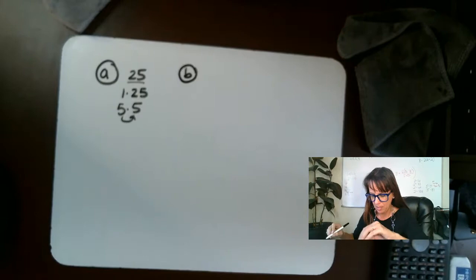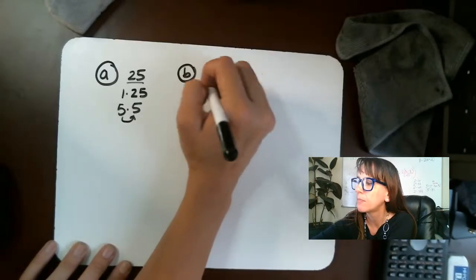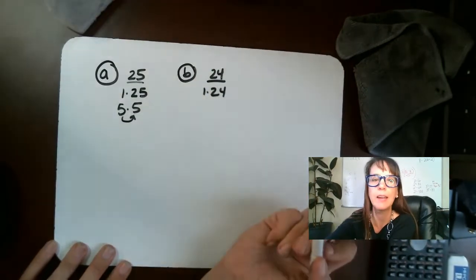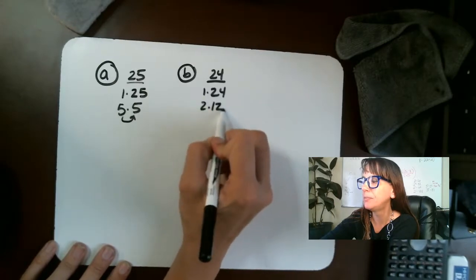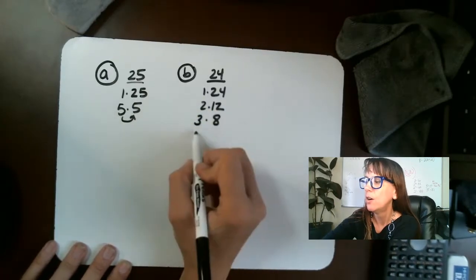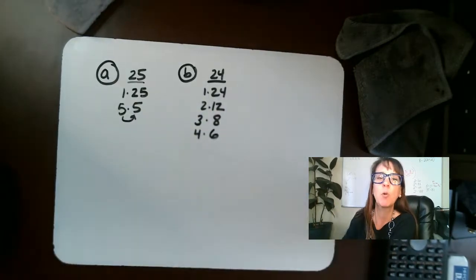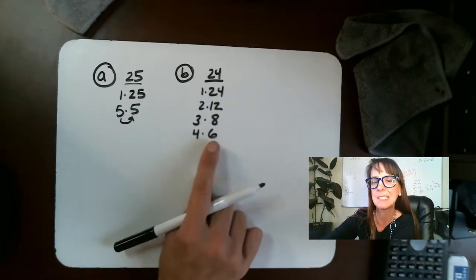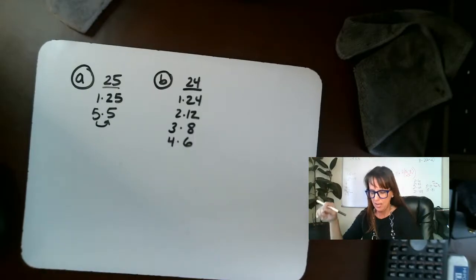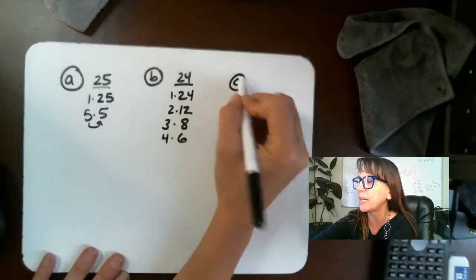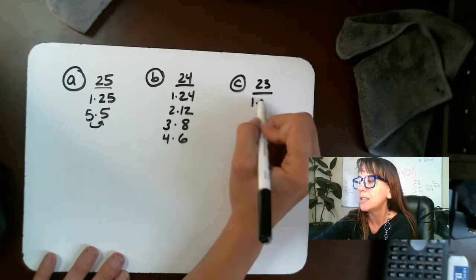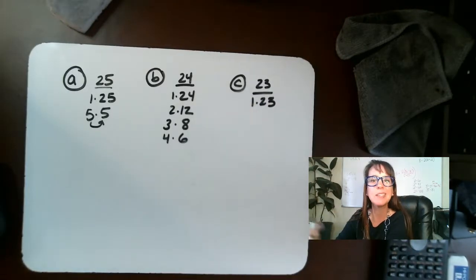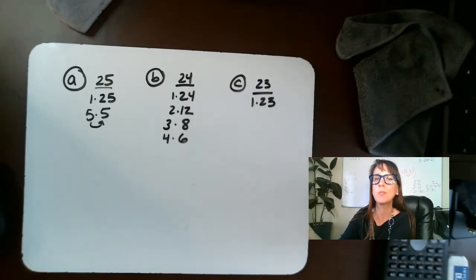Let's look at B, 24. All right, 1 times 24, I like that. 2 times 12, 3 times 8, 4 times 6. After 4 comes 5. 5 does not go into 24. After 5 comes 6, and 6 is already on the board, so we're done. All right, C is 23. 1 times 23, and then we know 2 doesn't, we know 3 doesn't. We know that 23 doesn't multiply by anything else here.